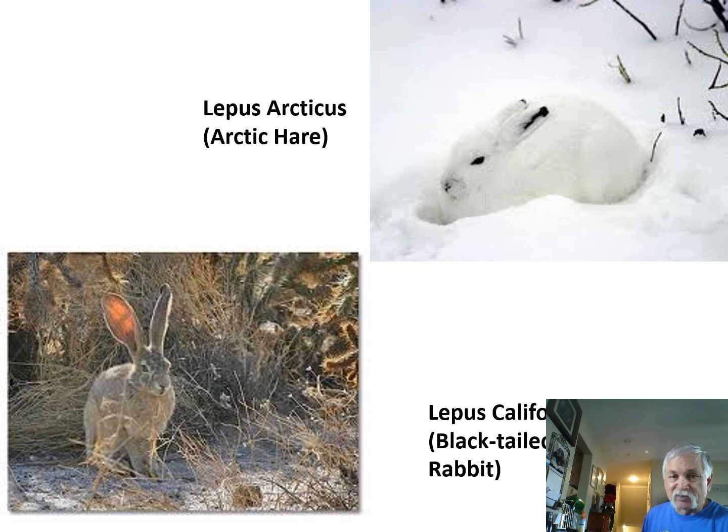This is an example of the Arctic hare. It's adapted to come up with a white coat, and sometimes in the summer it'll change to a browner coat so that it blends in better. And here's a jackrabbit that you find in Utah and throughout the desert Southwest that helps it to blend in. Obviously, if it blends in, it has a greater chance of survival than if it stands out.